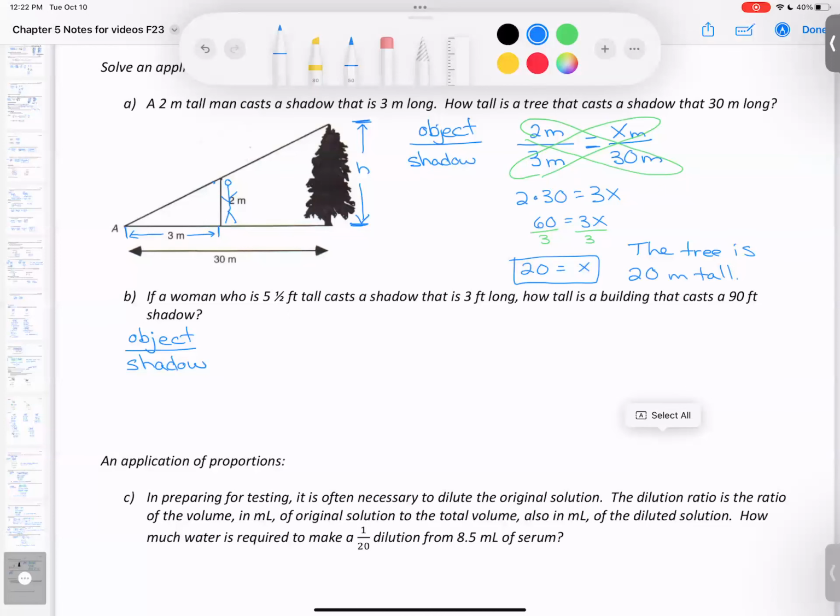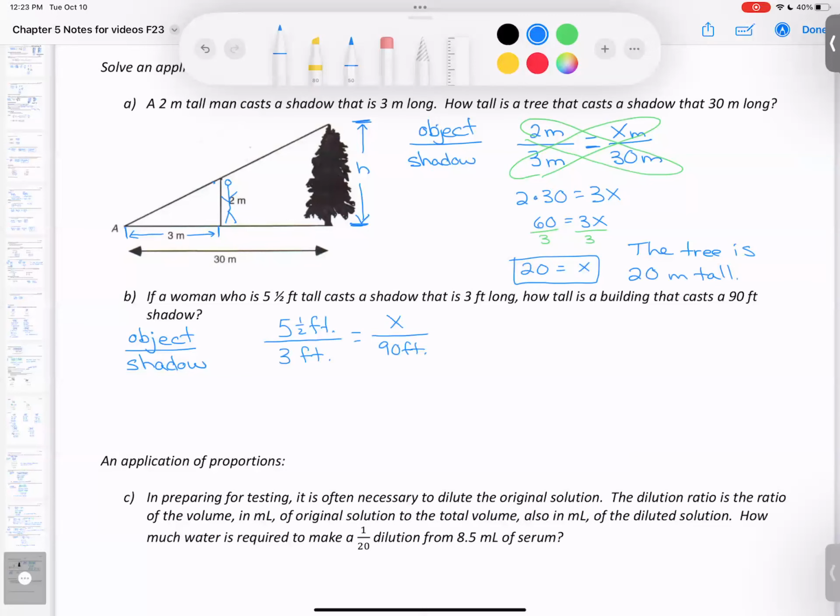All right, so let's try this one together now. So we're looking for object over shadow. So we're told we have a 5.5 foot tall woman who's casting a shadow that is 3 feet long. And then we have a building. We don't know how tall it is, so it's our object we're looking for, that casts a 90-foot shadow.